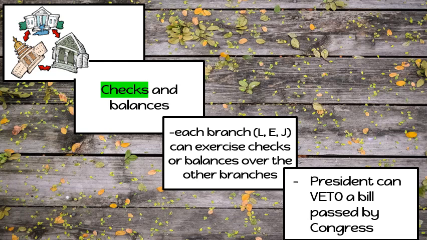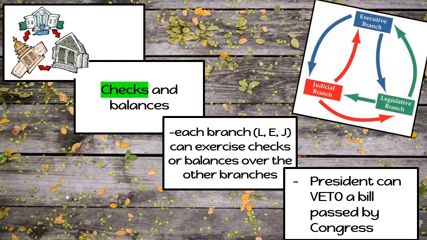So there's a system that you will see. It's kind of like this. This image illustrates what the check and balance system would look like. You have to have permission from the other two branches to accomplish something.